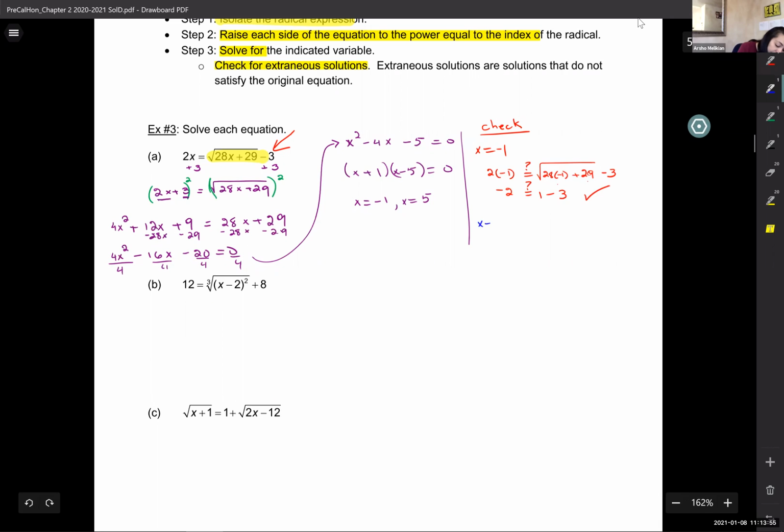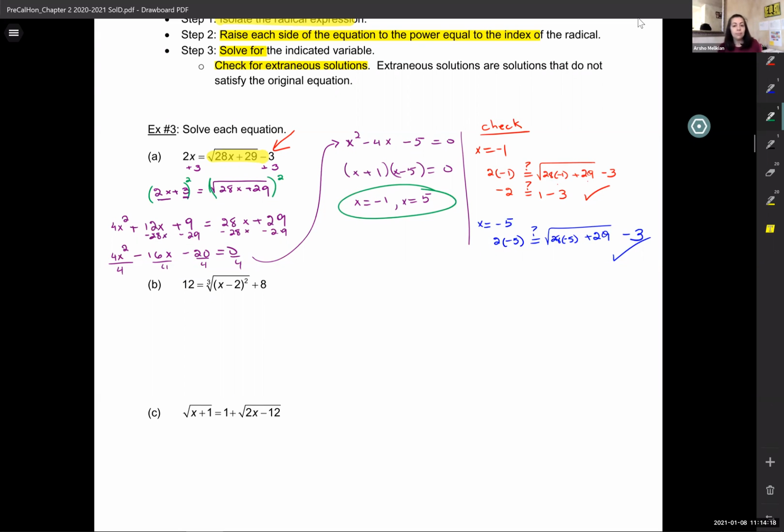Now let's do x equals negative 5. Same thing. 2 times negative 5. Is this equal to the square root of 28 times negative 5 plus 29, minus 3? Guess what, guys? They are equal. So both of these are solutions.